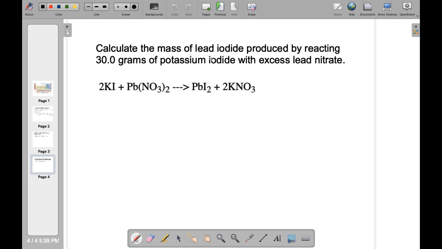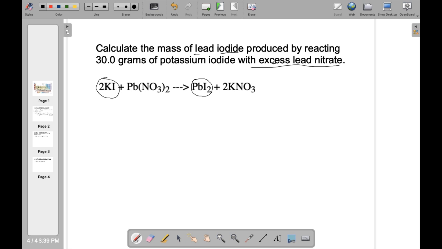Calculate the mass of lead iodide produced. First of all, what's lead iodide? That's this thing here. Honestly, for some reason in my mind, I often get lead and iron mixed up. I have no idea why my brain does that, but I've done it a lot. So we have lead iodide produced by reacting 30.0 grams of potassium iodide with excess lead nitrate. What does that mean? It means we have a bunch of this stuff here. We have enough of this stuff, however much we need, to react with 30 grams.